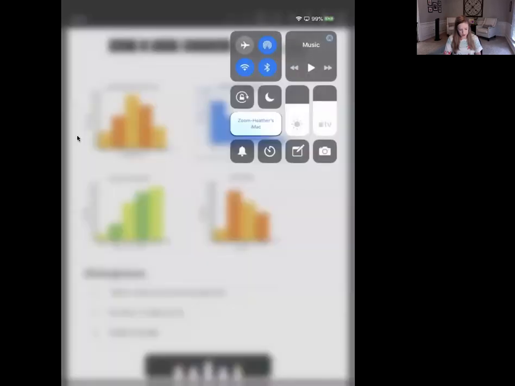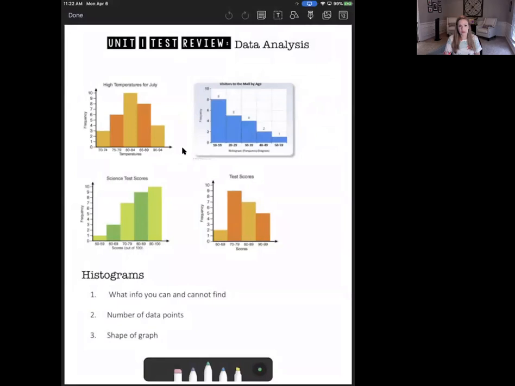So we're going to go ahead. I'm going to share my screen. And we're going to be talking about two main types of graphs that you're going to see on the test. So one is histograms. Some of you are still struggling with histograms, so I really wanted to make sure we understand this. So I have 4 different histograms, and we're going to use those to look at the 3 things that I have written down.